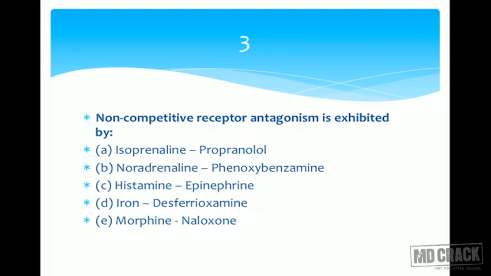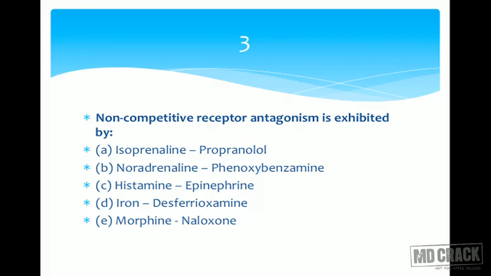Noradrenaline, phenoxybenzamine. Noradrenaline is an alpha stimulant. Phenoxybenzamine is an alpha blocker. Then histamine, epinephrine. Are the receptors the same? No. Histamine acts on histaminergic receptors. Epinephrine acts on adrenergic receptors. So this is not receptor antagonism. So this is out. I'll remind you, this is called physiological antagonism.